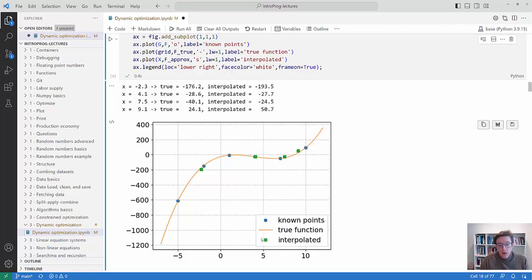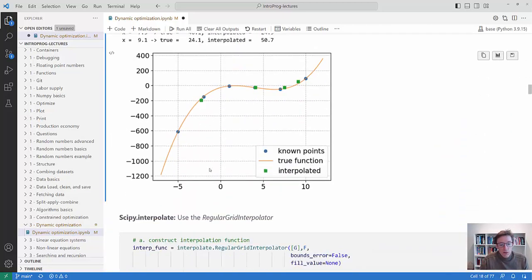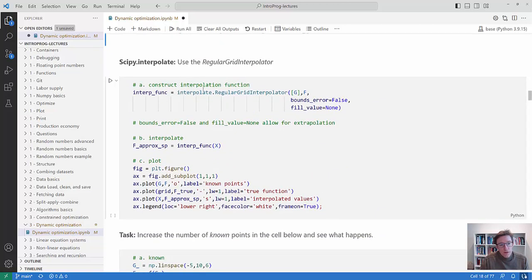So that's basically how linear interpolation works. You get a good approximation of the function value without actually evaluating the function. Instead of writing our own interpolate function, we can also use a function from SciPy.